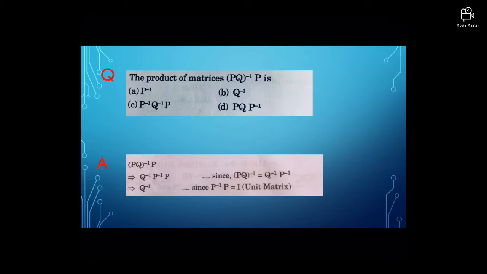Next we have the product of matrices, PQ whole inverse into P is what? So let's find what PQ whole inverse is. PQ whole inverse is equal to Q inverse into P inverse. This is from the properties of matrices. So Q inverse into P inverse into P. We know that P inverse into P is I. So just substitute I for that. So what we get is Q inverse. So the answer for this question will be option B, Q inverse.